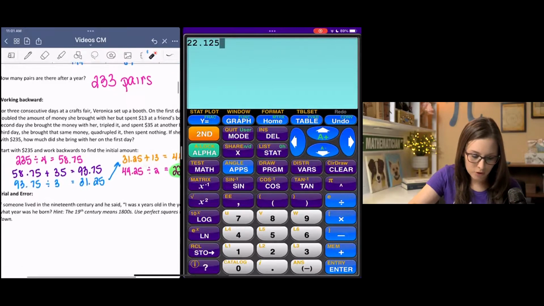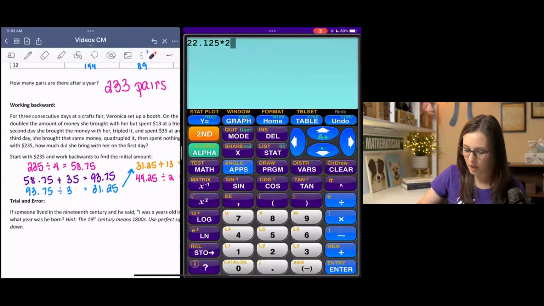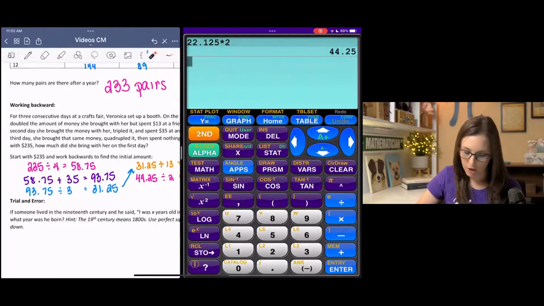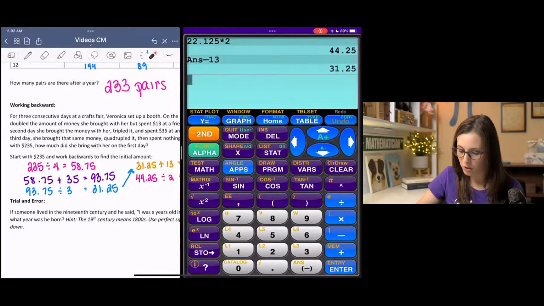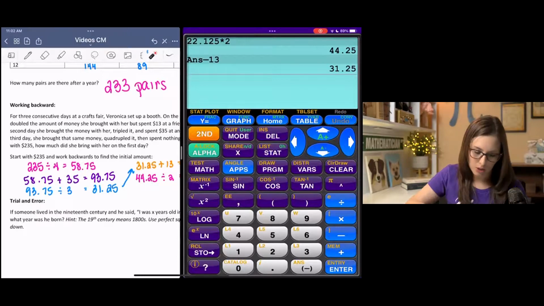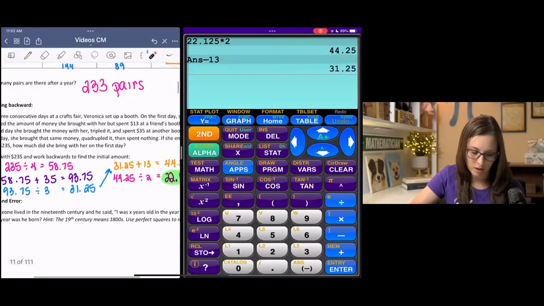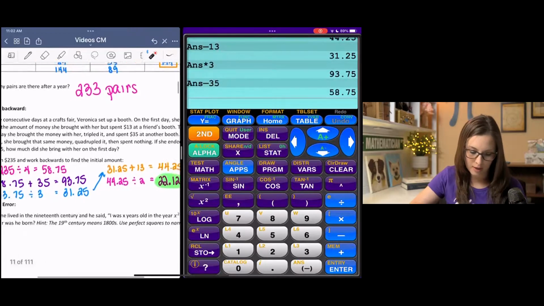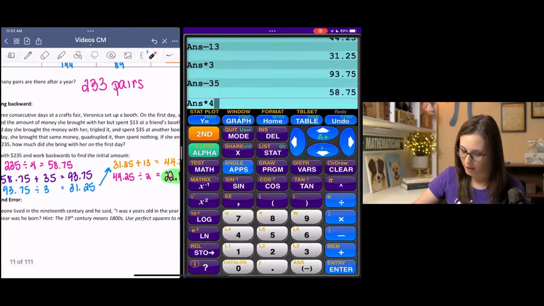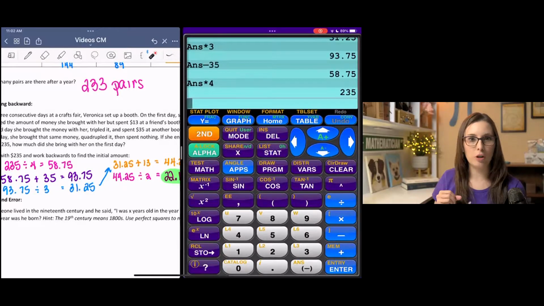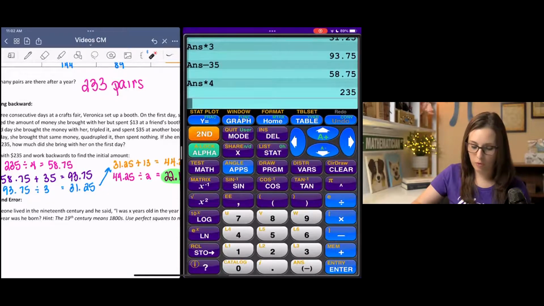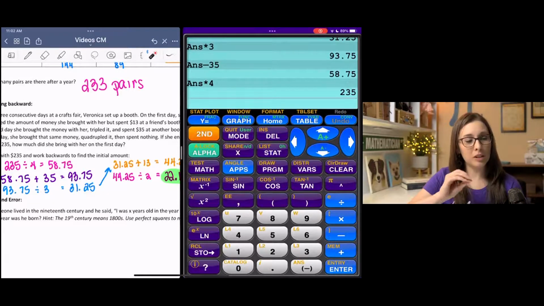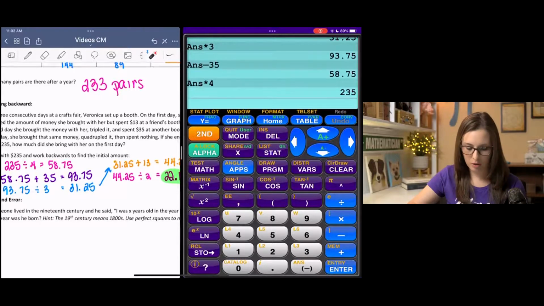It says on the first day, she doubled her money, times 2, but she spent 13. And remember, since we're starting at the beginning, we're not working in reverse. We're doing exactly what the problem says. Spent 13. And then she triples her money, but spends 35. And then on the fourth day, she quadruples her money and ends up with 235. So that's how I know that we've done the math correctly. Now, if you did round it to 22.13, then your number is going to be a little bit off, but it'll be pretty close.